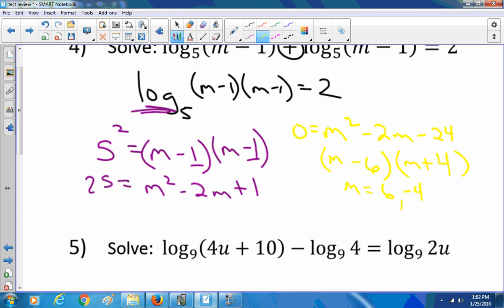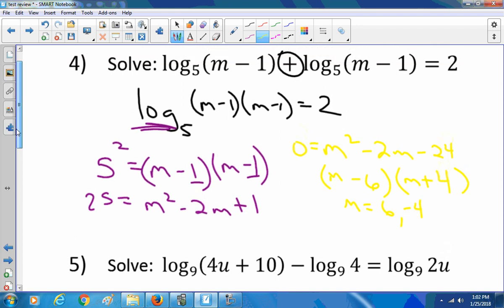We still have to check for extraneous solutions. Extraneous solutions exist because we cannot take the log of a negative. If I plug in 6 here and here, I get 5. That's good. If I plug in -4, I get -5. That is not good.